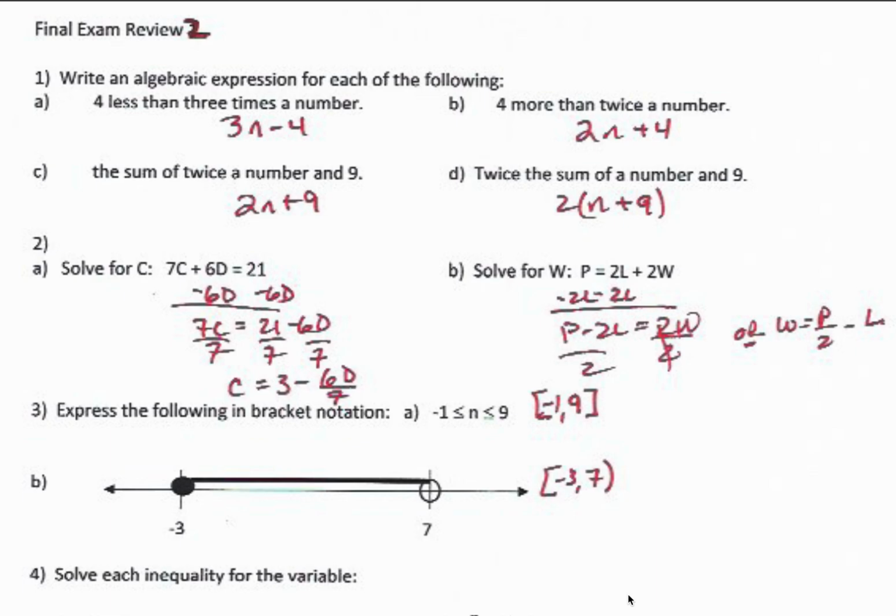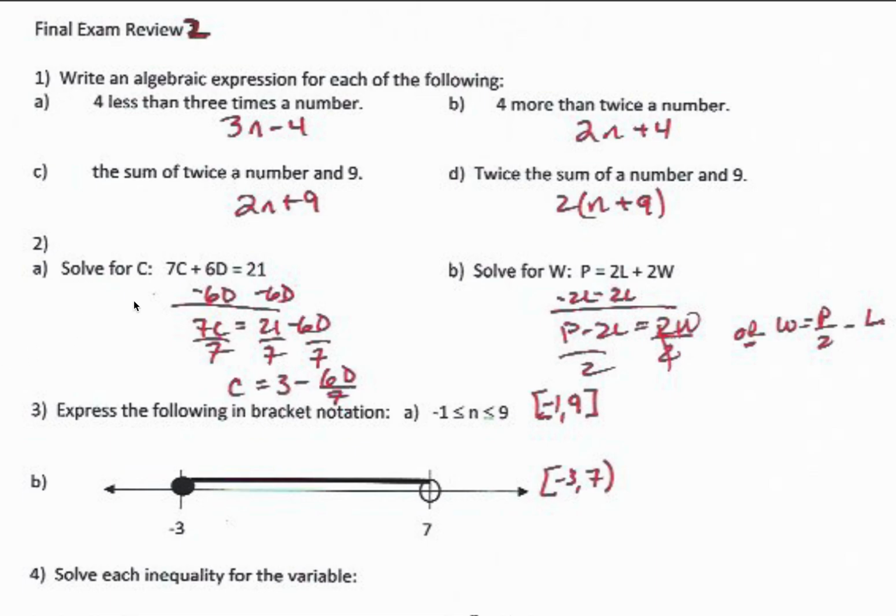The sum of twice the number and n. So you got to do twice the number and 9, and then add them. So that's 2n plus 9. As opposed to letter D, which says twice the sum of a number and 9. The sum of a number and 9 is n plus 9. And then you got to multiply that by 2 because it says twice that sum.